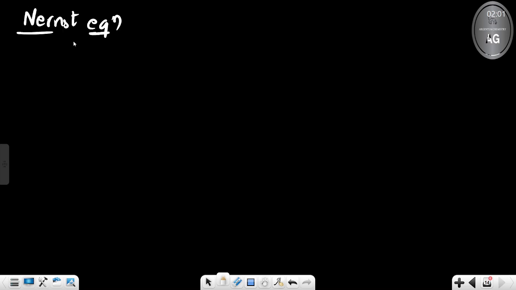The Nernst equation states how to find the cell potential at any temperature other than the standard conditions. We know the standard conditions, but always achieving the standard condition is not possible for us. So at any other temperature, the cell potential is given by the Nernst equation.